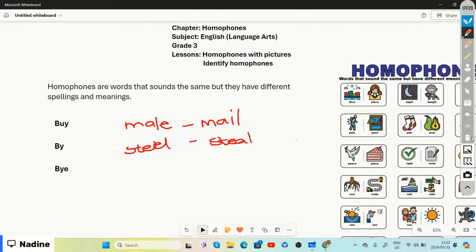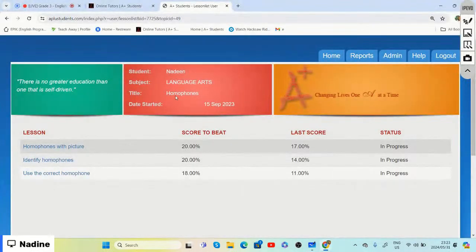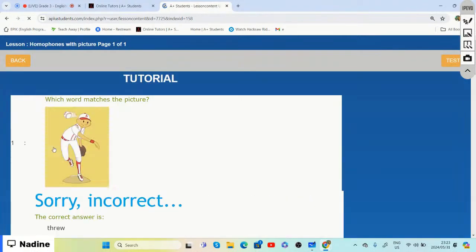All right, so now we're going to aplusstudents.ca, and we are doing the chapter of homophones once again, and we're going to look at homophones with pictures. We're going to try and identify what the word is based on the action or based on the picture that we see, right?